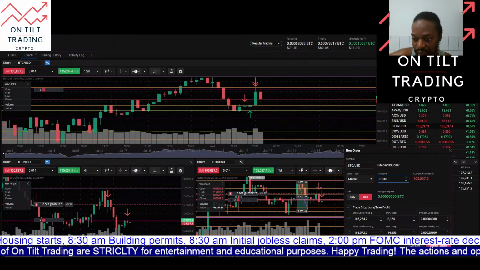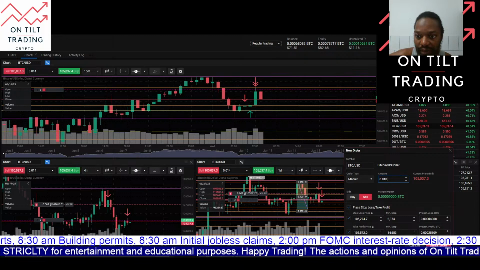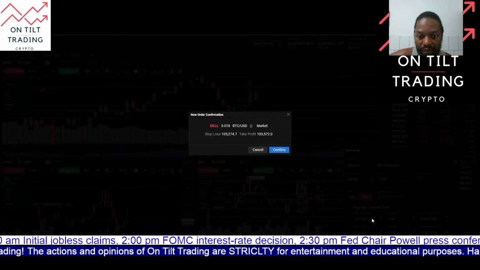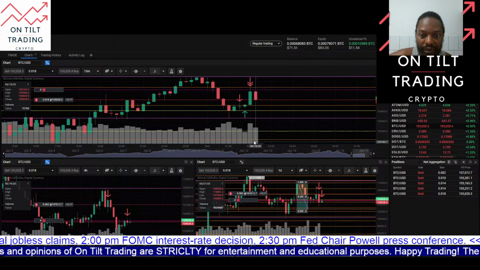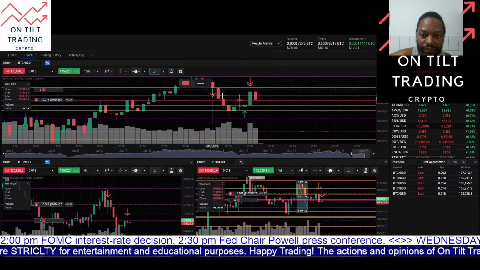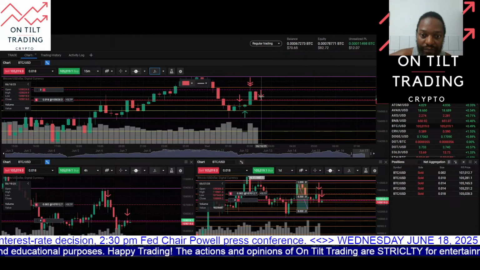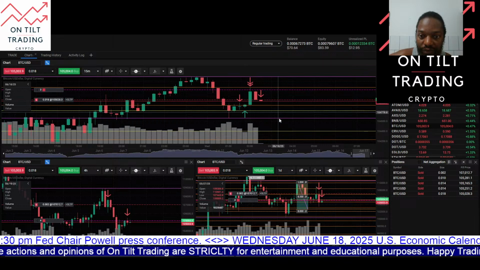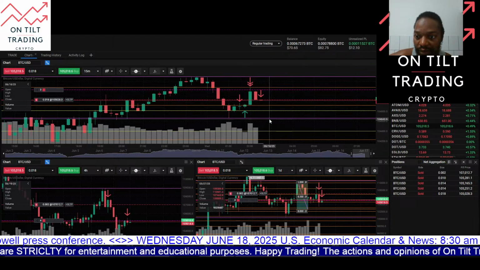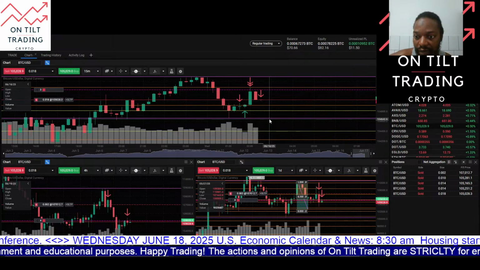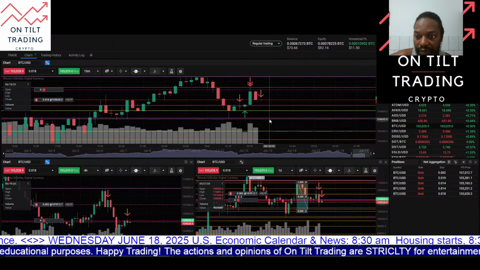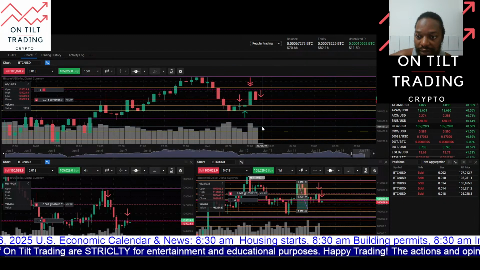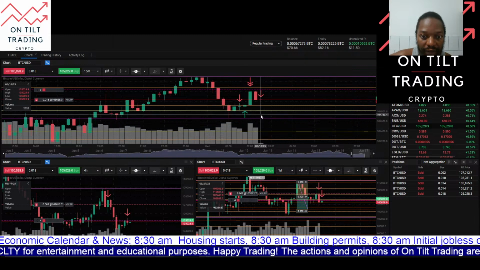Holding for an entry on the open of the following candle. Price still being delivered to the sell side. Taking an entry here. Entry at 105.0283. Price consolidating here near the 105 flat level. Price testing my entry and the open of the candle.